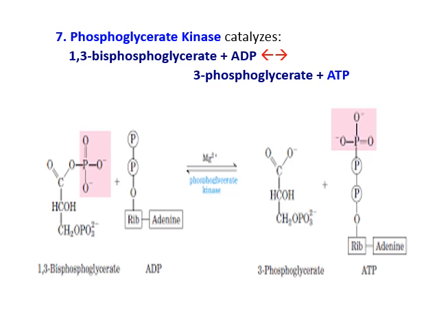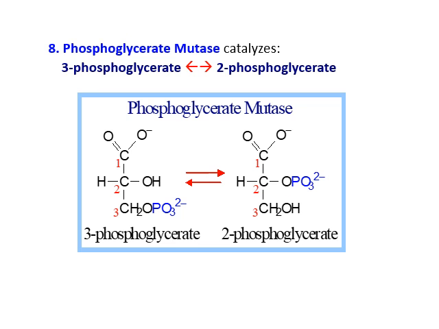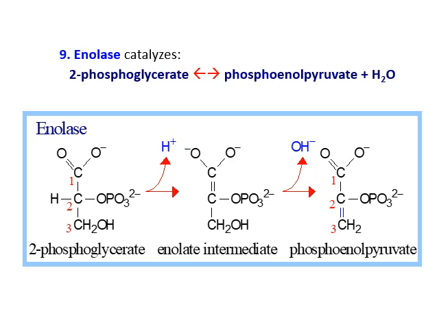The next step, phosphoglycerate mutase, converts 3-phosphoglycerate to 2-phosphoglycerate. This process also involves a 2,3-bisphosphate intermediate. In the next step, enolase enzyme converts 2-phosphoglycerate to phosphoenolpyruvate and releases a water molecule. So this is a dehydration reaction. This reaction is dependent on magnesium ions.